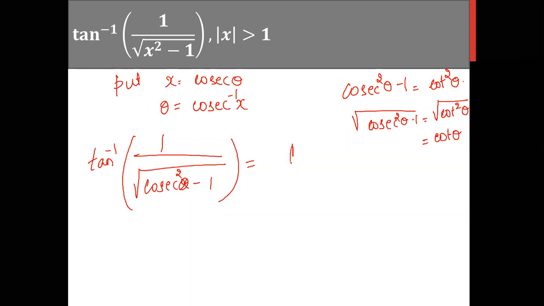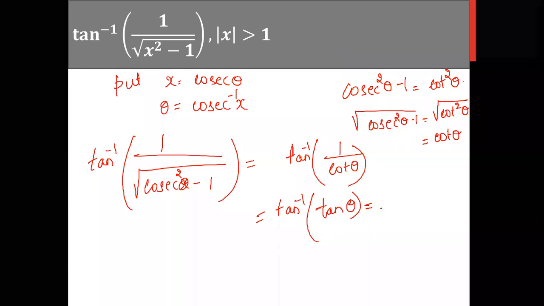So it becomes tan inverse of 1 by cot theta. What is 1 by cot theta, students? Tan theta, correct? So what is tan inverse of tan theta? It is theta. But what is theta? Theta is cosecant inverse x.